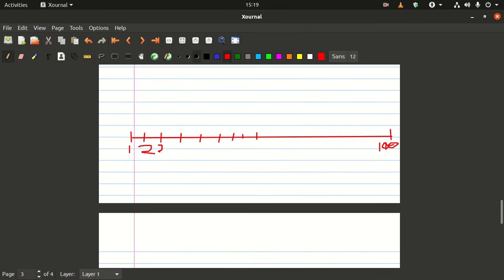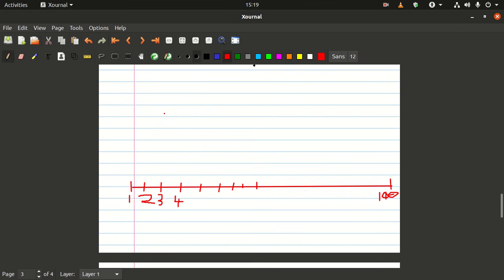I think so. So we have 3 here. We have 4. Remember our data, it was 1, 2, 3, 4, and then we had 100. That was our data. Now, what is the mean? I want to explain this mean, maybe you will get it.